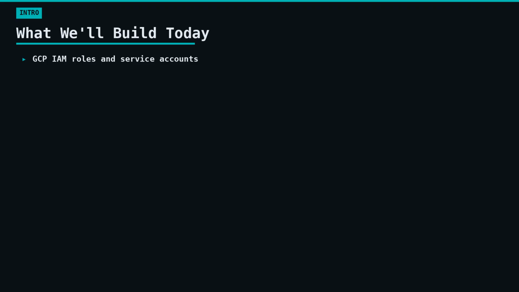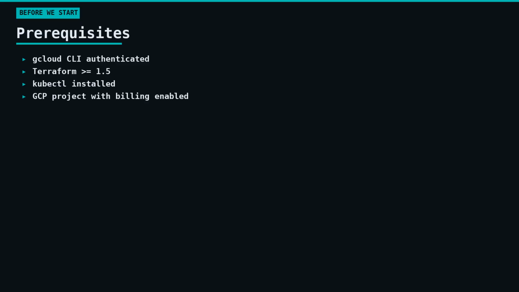Let's get started. Before we begin, make sure you have these tools installed and configured. We need gcloud CLI for interacting with GCP, Terraform for infrastructure as code, kubectl for Kubernetes management, and a GCP project with billing enabled for resource creation. I'll show you quickly how to verify each one.